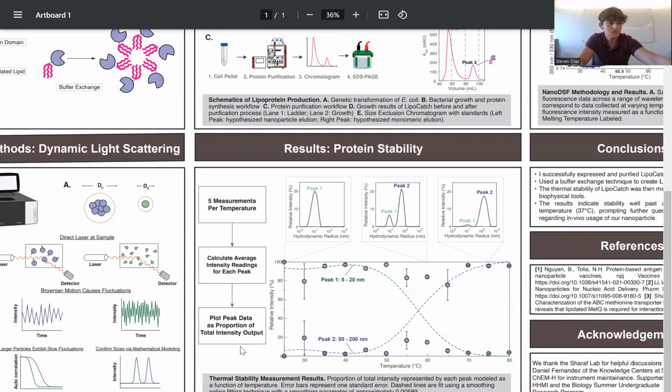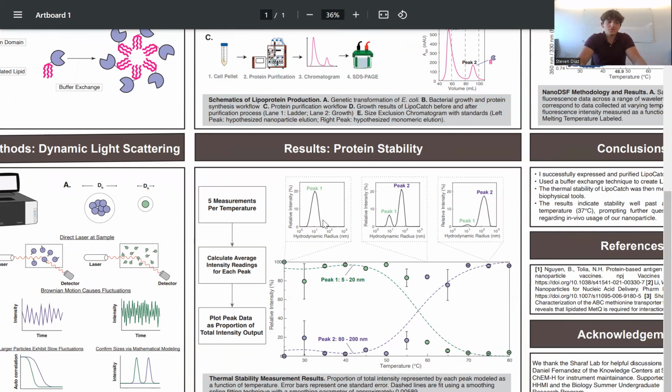Moving towards our results, they are displayed right here. Here are my DLS results. In this experiment, 5 DLS measurements are required at intervals of 5 degrees Celsius. So we move up 5 degrees and we collect 5 acquisitions per each temperature.